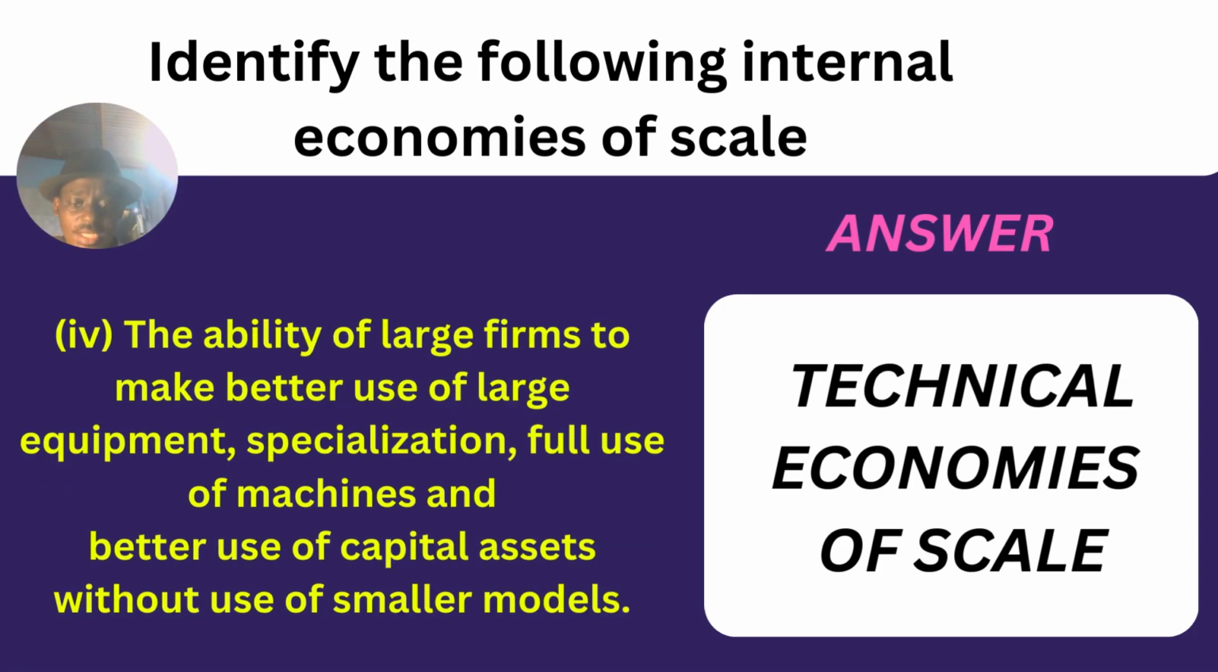The next question says the ability of large firms to make better use of large equipment, specialization, full use of machines, and better use of capital assets without the use of smaller models. So it's asking us how is this called? This actually is technical economies of scale. So that's the correct answer for this one.